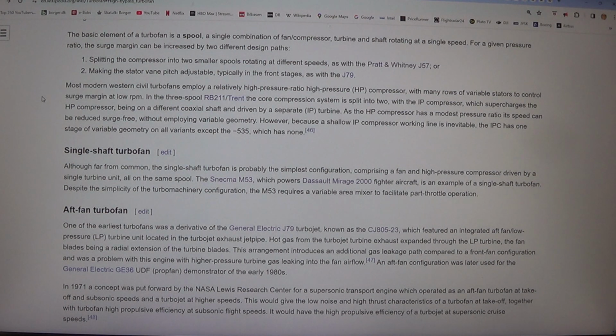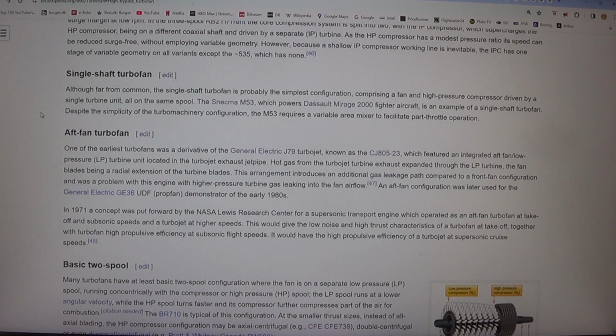In the 3-spool RB211/Trent the core compression system is split into two, with the IP compressor, which supercharges the HP compressor, being on a different coaxial shaft and driven by a separate IP turbine. As the HP compressor has a modest pressure ratio, its speed can be reduced surge-free, without employing variable geometry. However, because a shallow IP compressor working line is inevitable, the IPC has one stage of variable geometry on all variants except the 535, which has none.